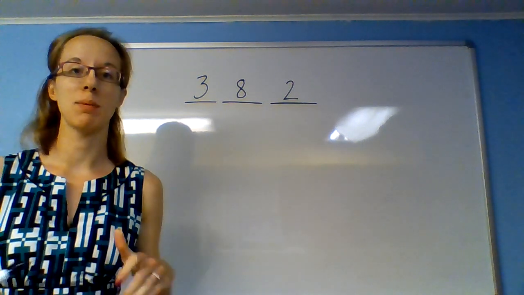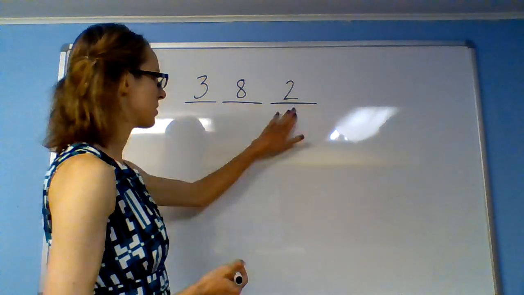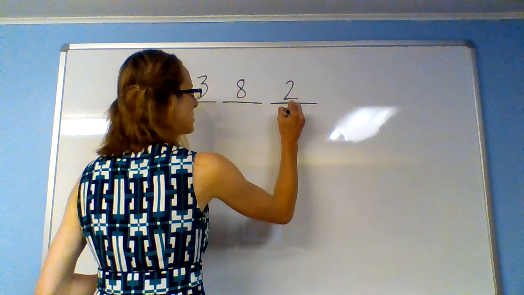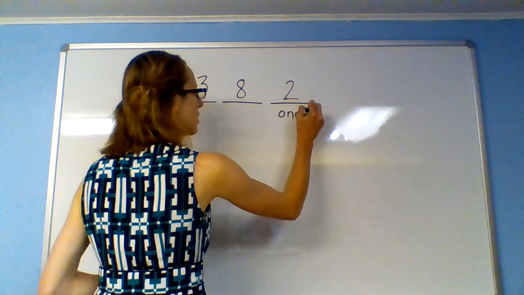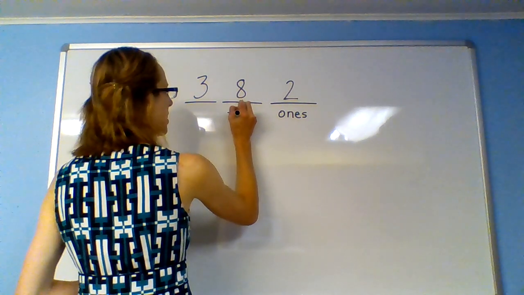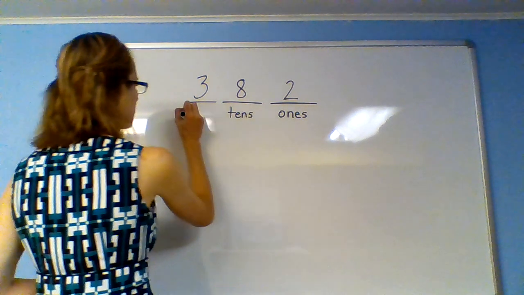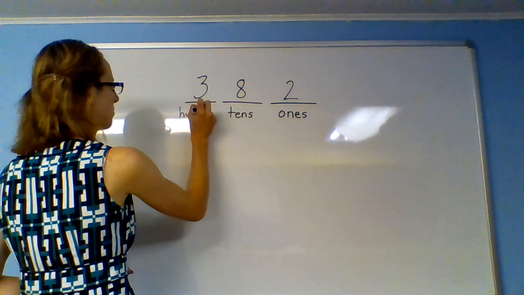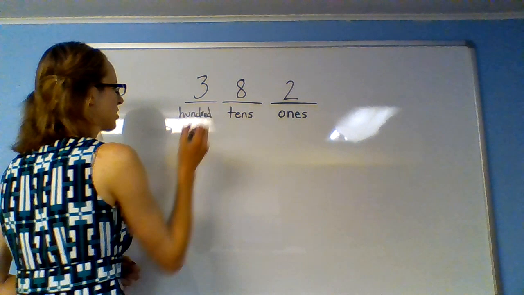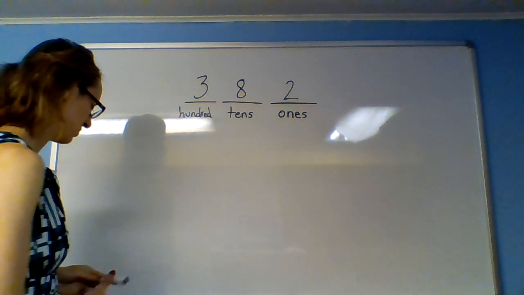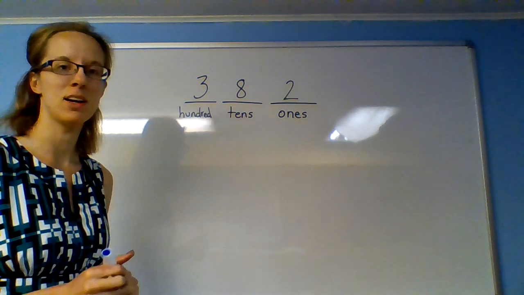Well, first let's talk about how we say that number. This is the 1 spot. This is the 10 spot. And this is the 100 spot. So when we say that number, we say it kind of like we're talking about each spot.